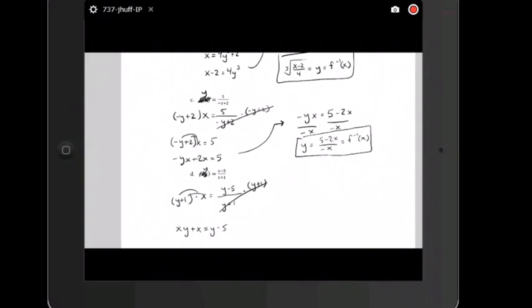Now I want all the terms that have a y on the same side. So I'm going to move this term over here and then move that x term over there. So what I would have at this point is xy subtract y equals negative x minus 5. Now from the left side, I can factor out a y. And now I can divide by x minus 1.